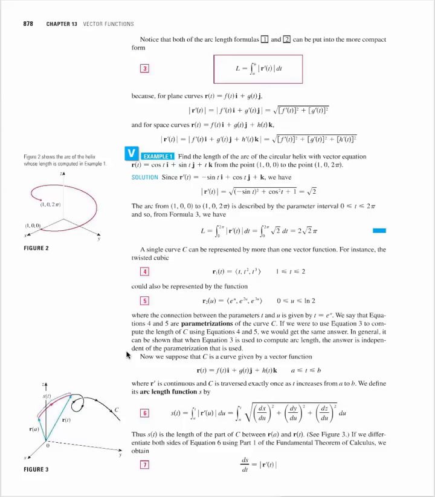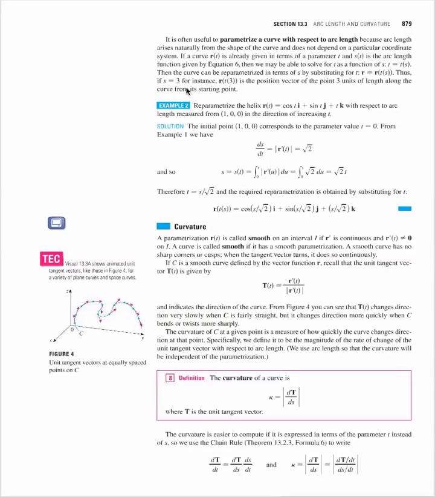And so it makes sense to define what's called the arc length function. You should make sure you understand what that is and how it's found. And furthermore, that you can use that arc length function to parameterize your curve. I recommend that you read through this note at the top of 879 and example 2 that shows the process in action, to show how to reparameterize a curve with respect to arc length.